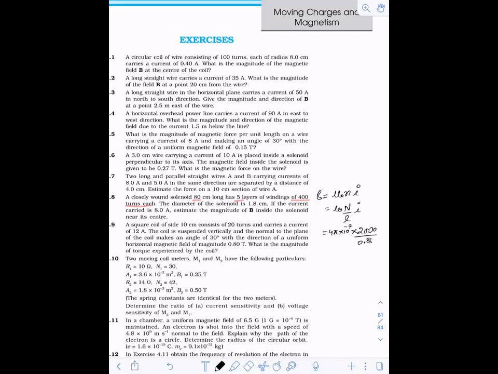And what is the current value given to us? 8. Just solve this now. Just solve this, you'll get the result. So this small n is number of turns per unit length. What is capital N? Capital N is total number of turns. So total number of turns is given to me, not turns per unit length.